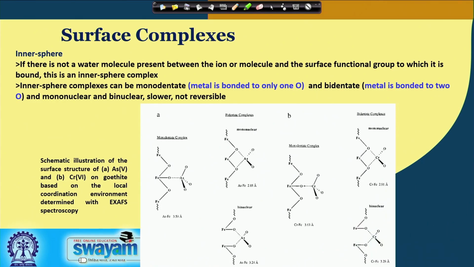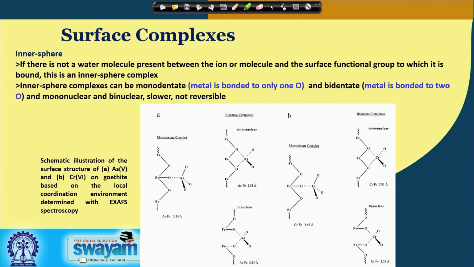Now, I am showing you one inner sphere surface complex. If there is no water molecule present between the ion or molecule and the surface functional groups to which it is bound, then it is known as an inner sphere complex. Now, remember, the inner sphere complex can be monodentate.